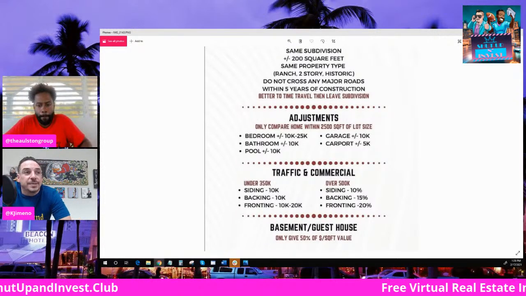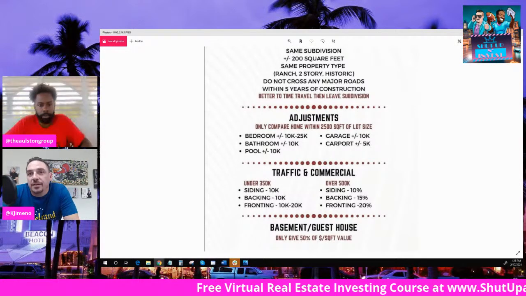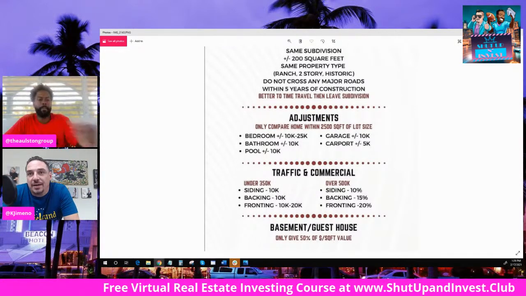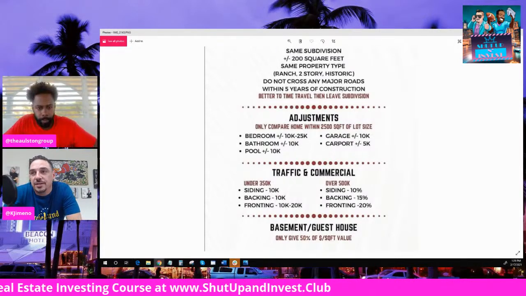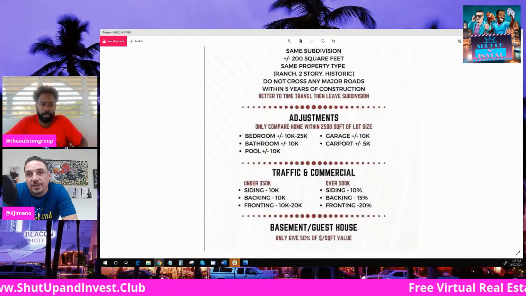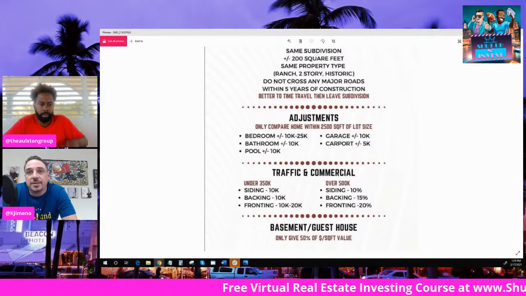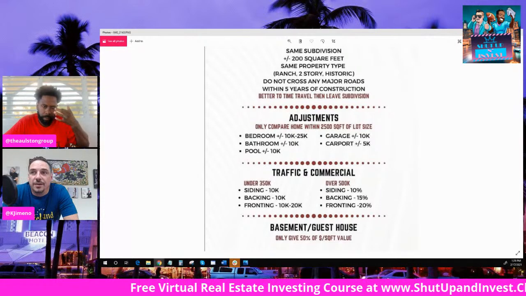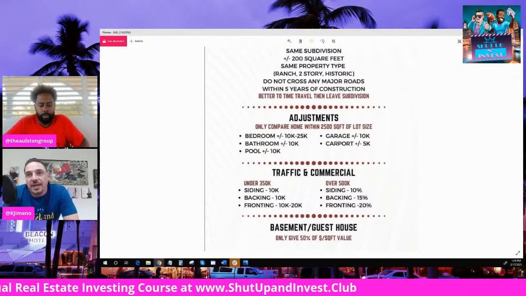Yeah, 100%. And then finally here they get into what you've been talking about, the basement and a guest house. So what they're saying is once you determine the price per square foot value, take 50% of it and assign that to the basement square footage or the guest house, assuming it's living area. Yeah. Not a bad cheat sheet.